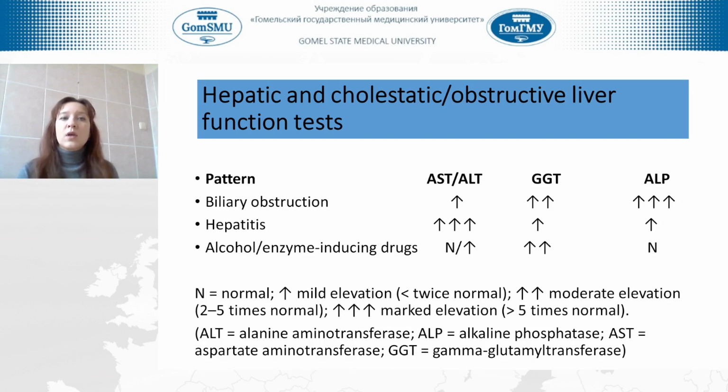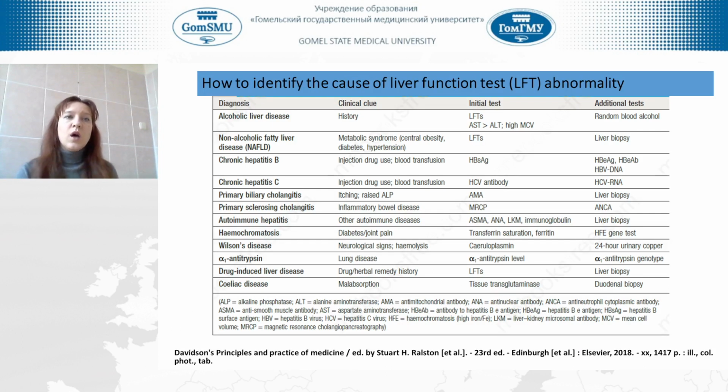For alcohol and enzyme-inducing drugs, it is characteristic to see increased gamma-glutamyl transpeptidase more than the others. How to identify the causes of liver function test abnormality? What are the reasons? It can be alcoholic liver disease, non-alcoholic fatty liver disease, chronic hepatitis B, chronic hepatitis C, primary biliary cholangitis, primary sclerosing cholangitis, autoimmune hepatitis, hemochromatosis, Wilson disease, alpha-1 antitrypsin deficiency, drug-induced liver disease, and celiac disease.